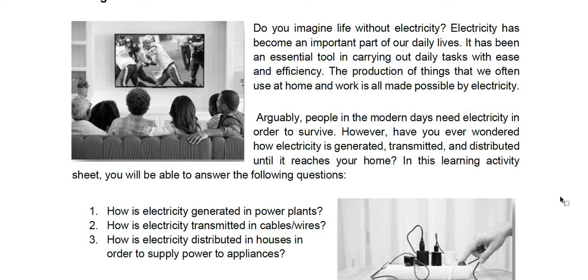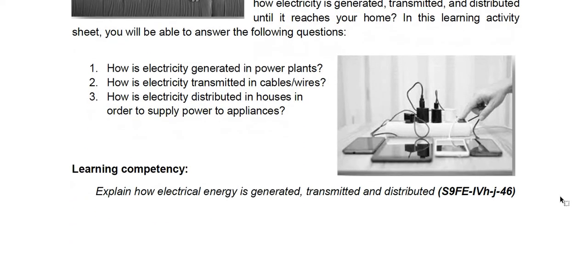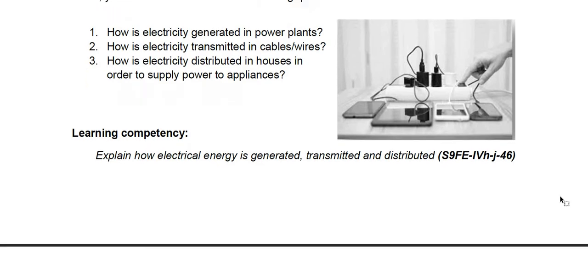Okay, so in this activity sheet, in this week, the focus, as it was said by the writers, are the following. So, the focus are these three essential questions. How is electricity generated in power plants? Tapos, how is electricity transmitted in cables and wires? And how is electricity distributed in houses in order to supply power to appliances? Yung learning competency natin is explain how electrical energy is generated, transmitted, and then distributed.